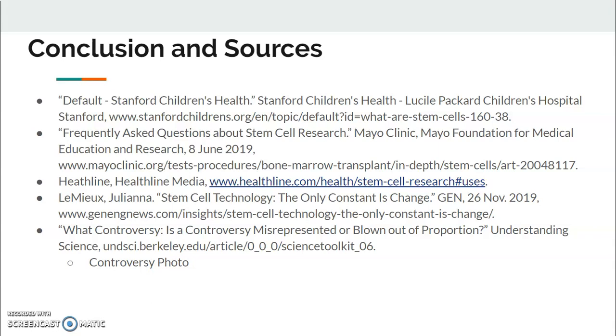So here's just some of the sources I used throughout, and that last source listed is actually where I got that controversy photo from.